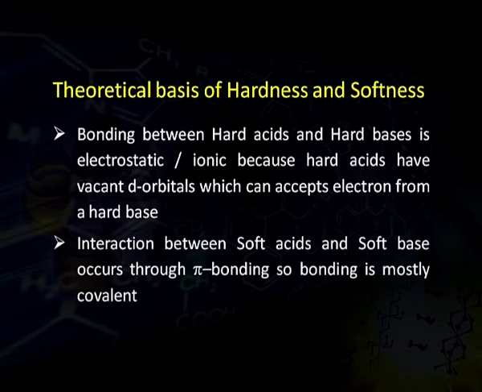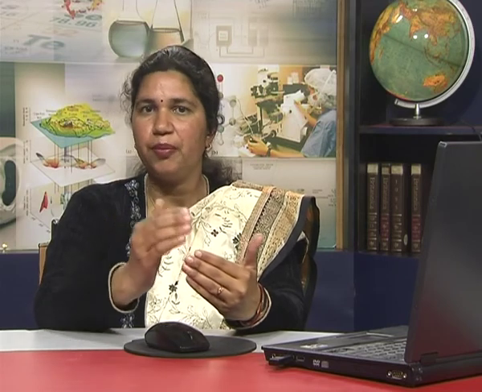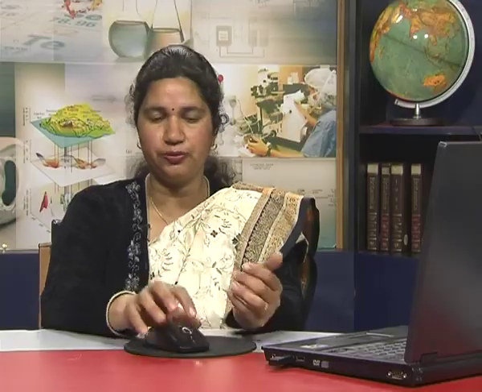In case of soft acid and soft base, interaction occurs through pi bonding. So, it is mostly covalent. This is because we have seen that soft acids have nearly full d orbitals. Since these have full d orbitals, there is no chance of electron transfer, but here pi bonds can be easily formed and hence the bond is a covalent one.